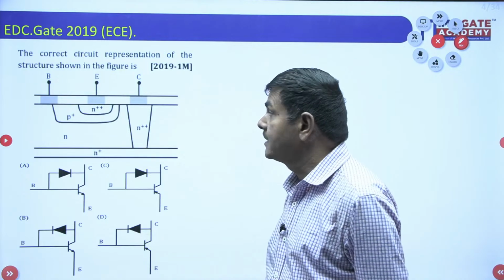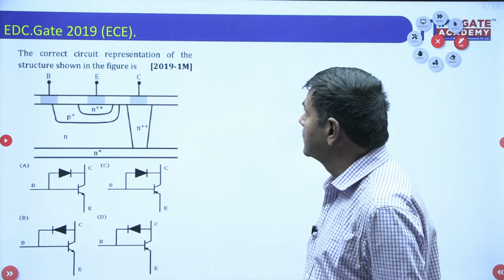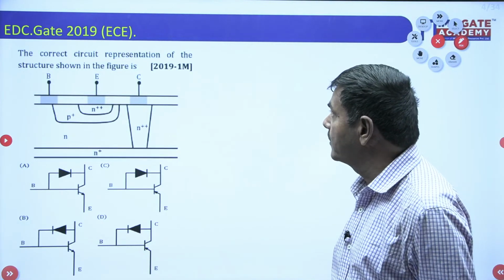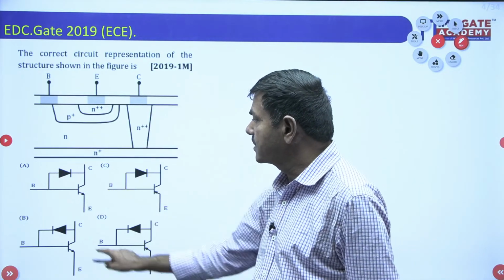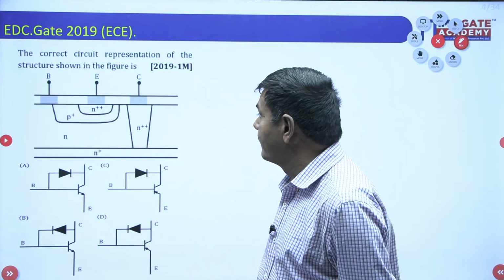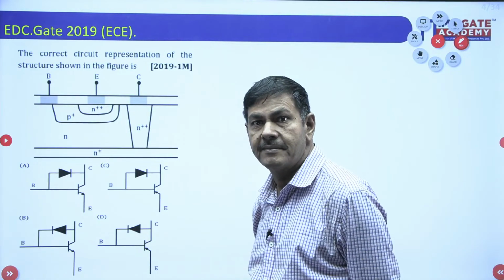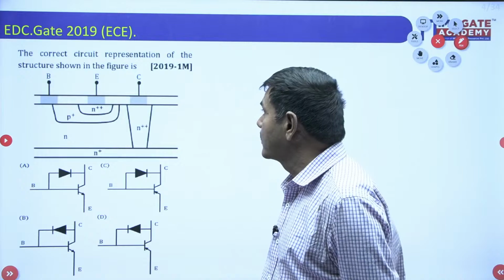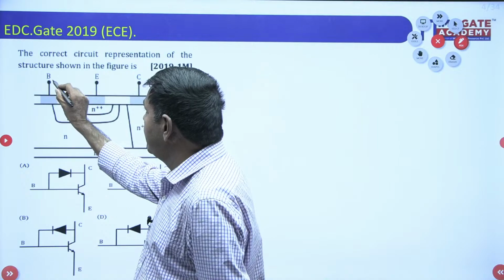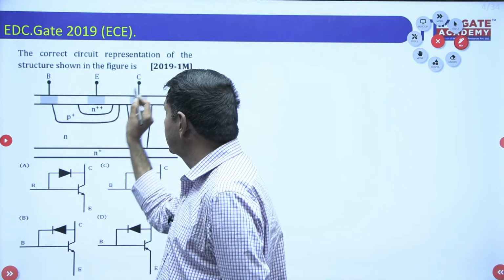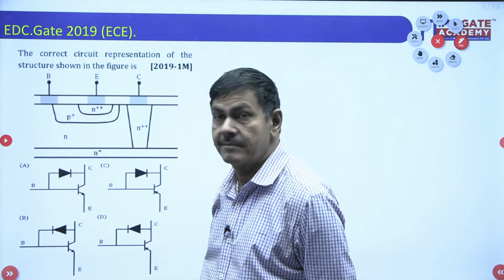Same GATE 2019 question. The correct circuit representation of the structure shown in the figure is: the structure is given, and 4 options are given. Which option is right for the given structure? This is the given structure. B indicates base, E indicates emitter, C indicates collector.